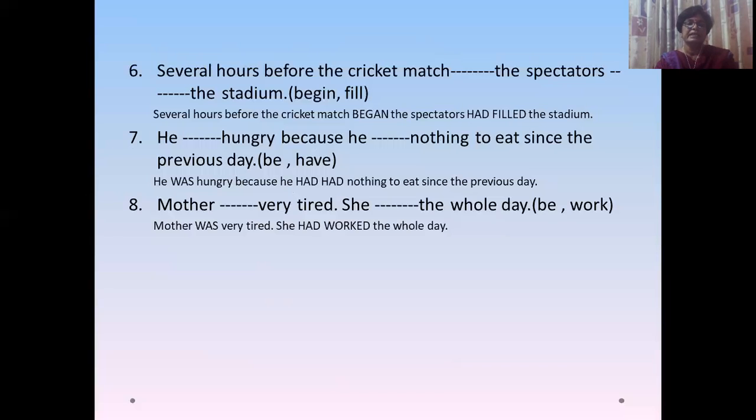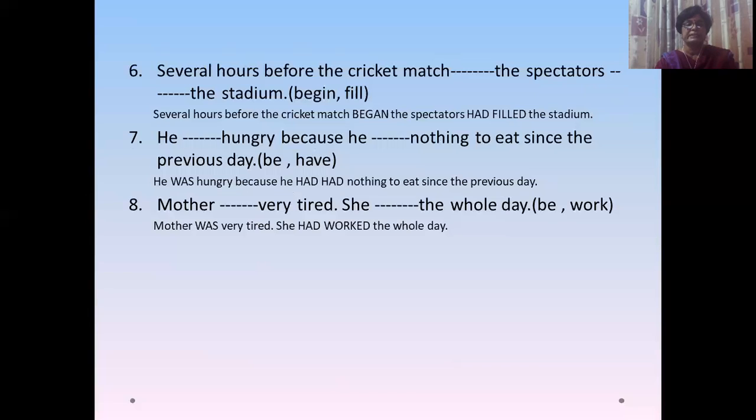Seventh sentence: He ___ hungry because he ___ nothing to eat since the previous day. The verbs given in the bracket are be and have. So the form of be will be: He was hungry because he had nothing to eat since the previous day. Had refers to the past perfect form of the verb have.